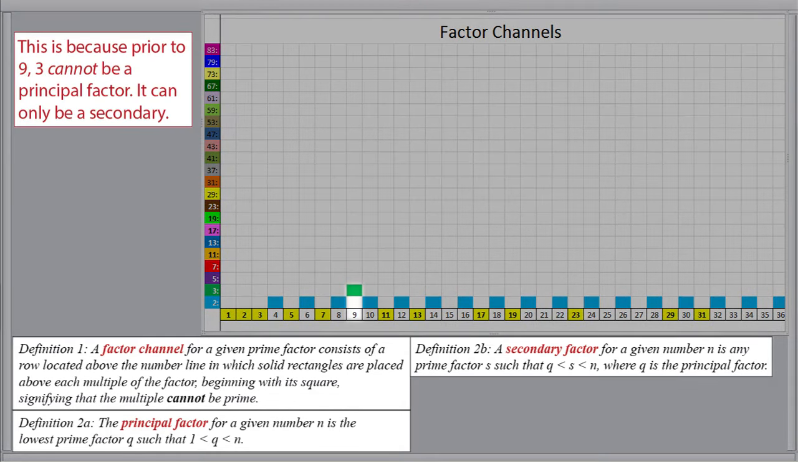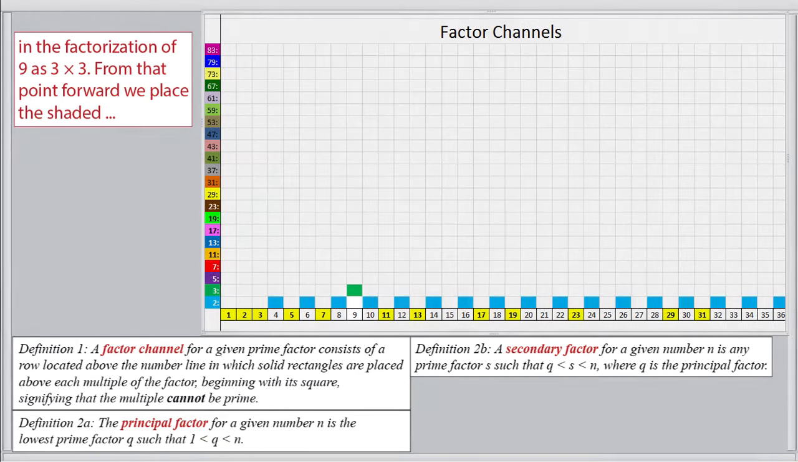This is because prior to 9, 3 cannot be a principal factor. It can only be a secondary. But starting at 9, the number 3 can act as a principal factor, since it does so in the factorization of 9 as 3 times 3.